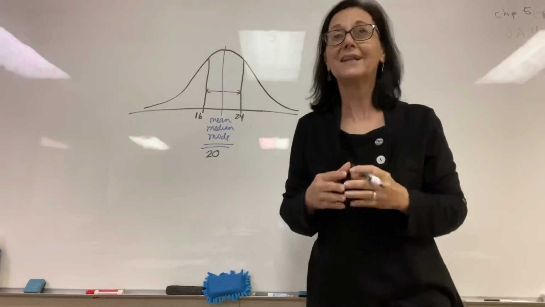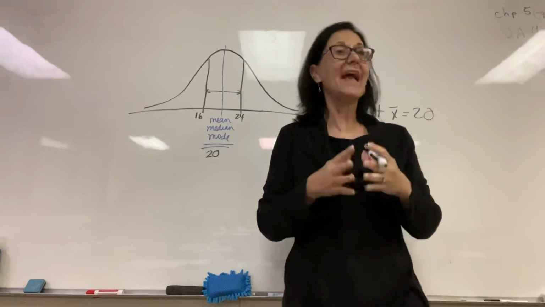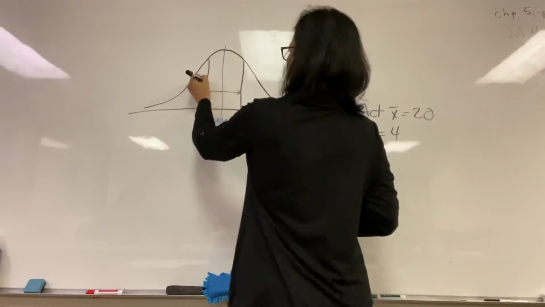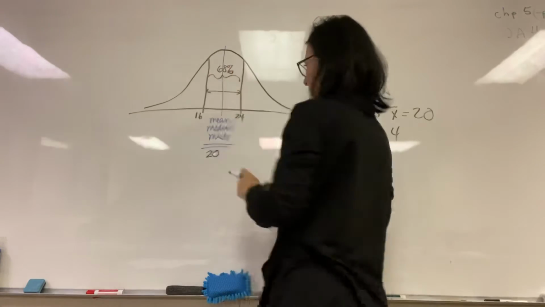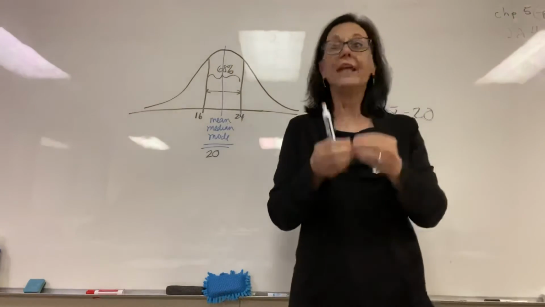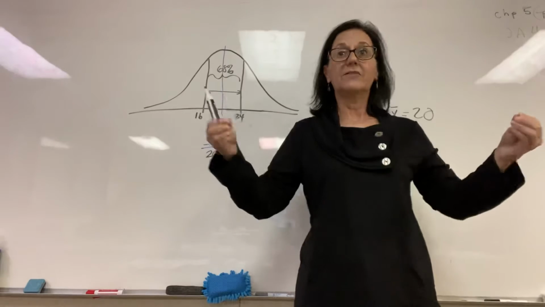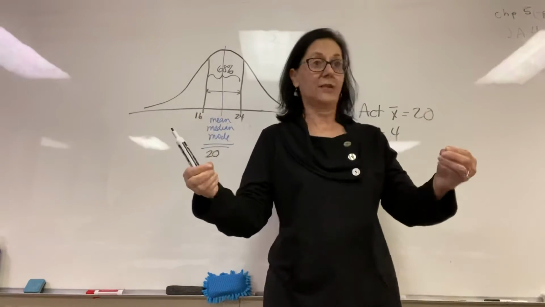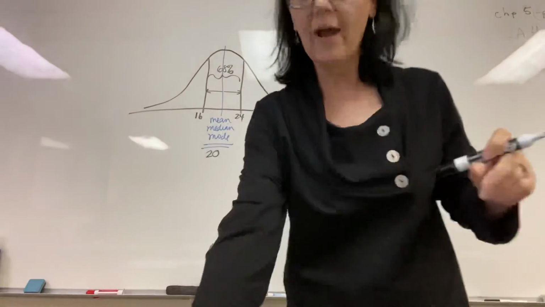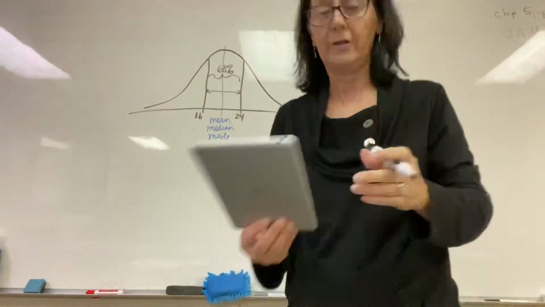And statistically speaking, 68% of the population would lie within one standard deviation to the left and right of the mean, of that average, when you have a normal distribution.